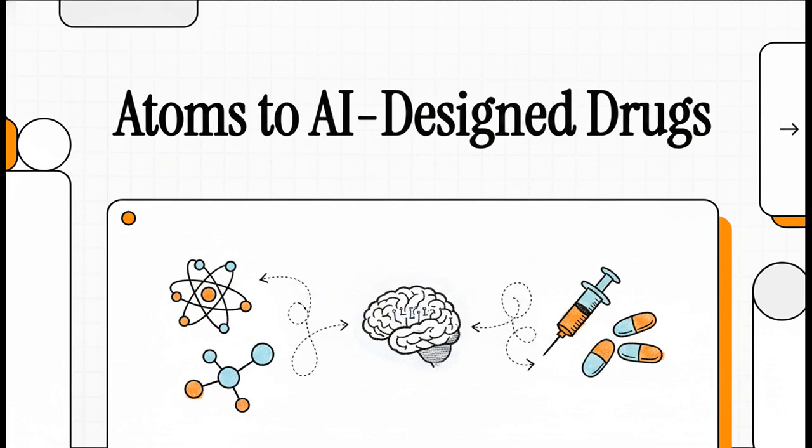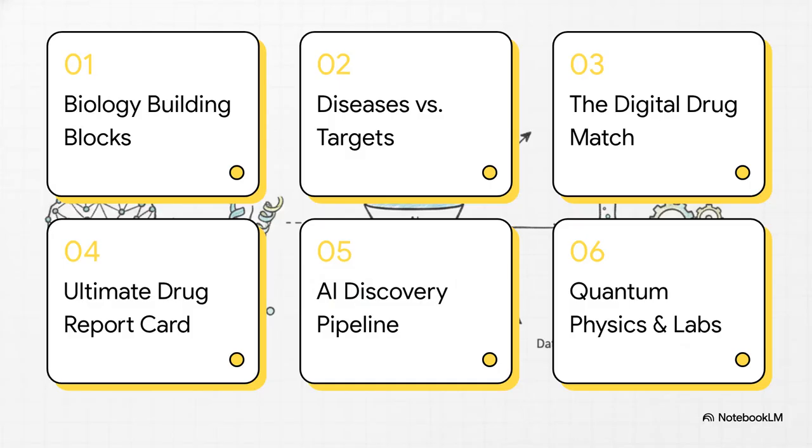If you've ever wondered how a tiny, invisible molecule can somehow cure a complex human illness, and how artificial intelligence is totally flipping the script on how we find them, you are in the exact right place. Here's a quick look at our roadmap for today. We'll start with the biological building blocks, unpack the difference between a disease and a drug target, translate biology into digital code, review the ultimate drug report card, explore the AI discovery pipeline, and finally, bring it all home with quantum physics and real-world lab testing.